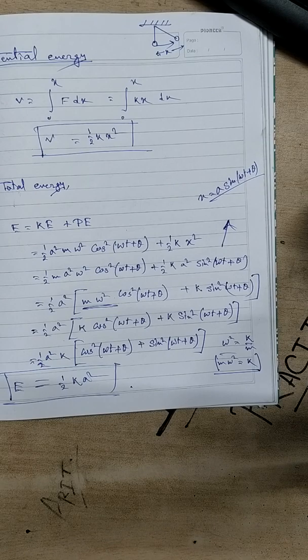Is it clear for everyone? So today we studied what is simple harmonic oscillation. Simple harmonic oscillation means the oscillation of a particle moving back and forth about its equilibrium position through the restoring force.